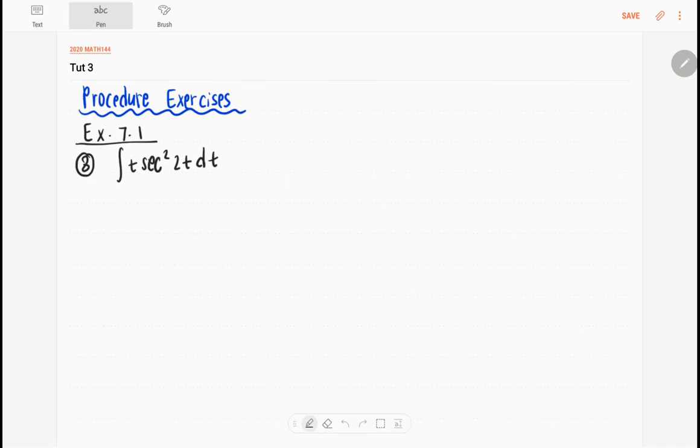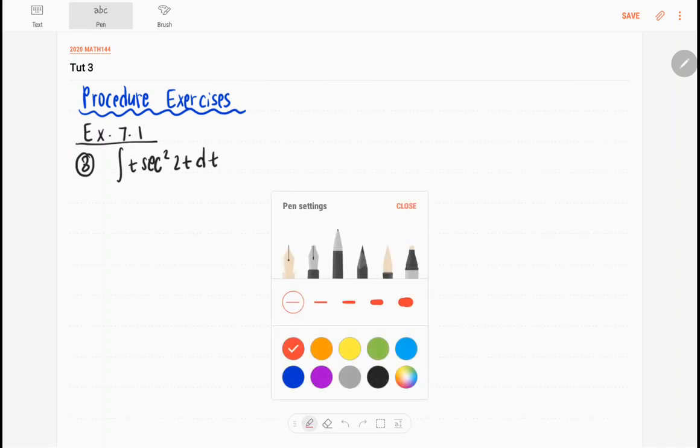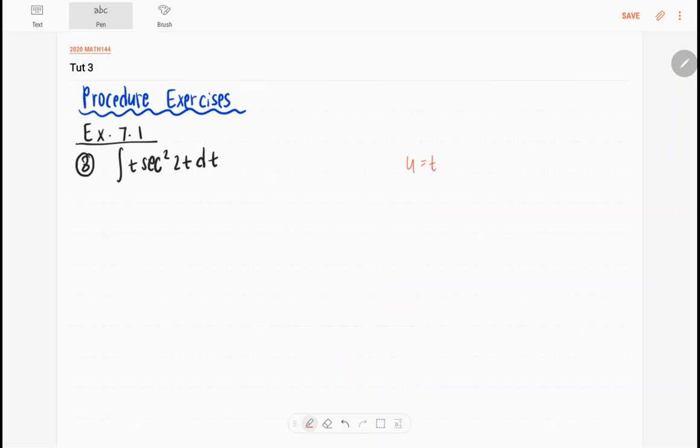So a wise decision here would be to let u be equal to t, since then du just equals 1 multiplied by dt. Definitely we now have a simpler derivative. We had a t and now it's just a constant. And v is everything else that remains, so it's the integral of sec squared of 2t dt. We know that the integral of sec squared is tan, but we have sec squared of 2t, so it's going to be a half tan of 2t.